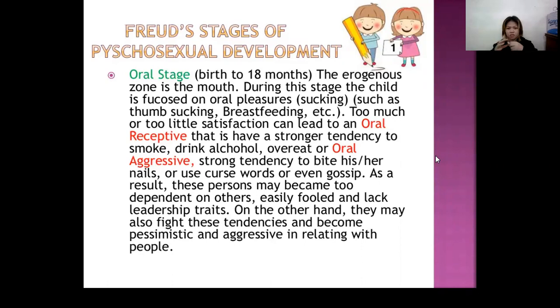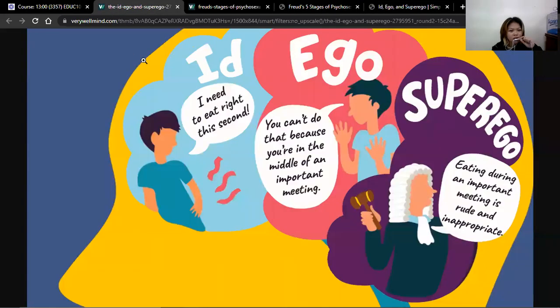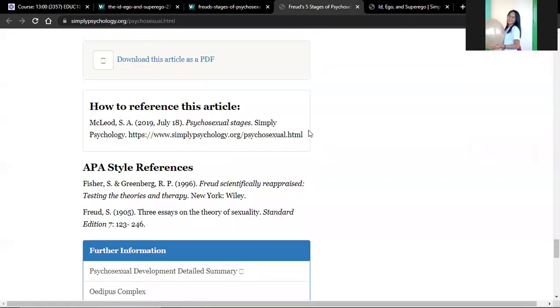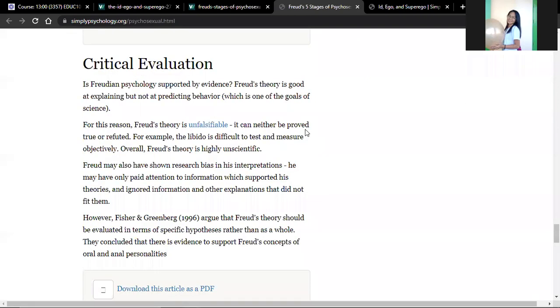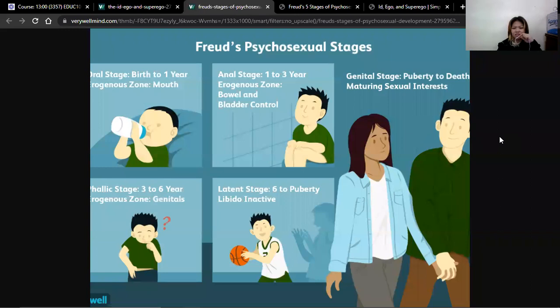What can you see in the screen, guys? Confirm ko lang. Hello? Ano nakikita niyo sa screen? Id, ego, super ego. At ayan. Ito, ano nakikita niyo sa screen? Freud's psychosexual evaluation.